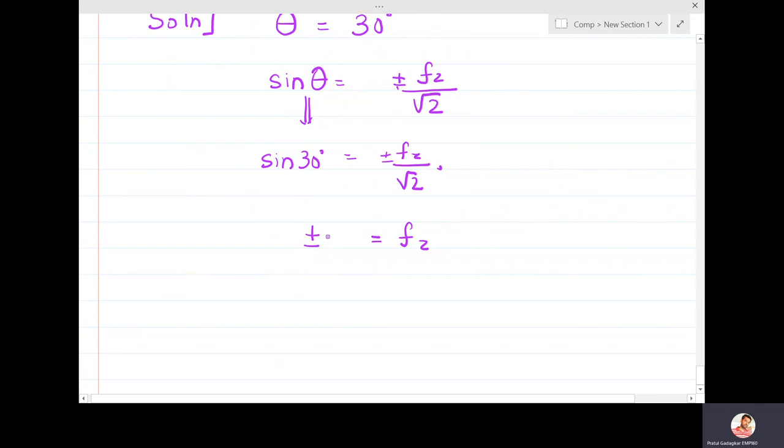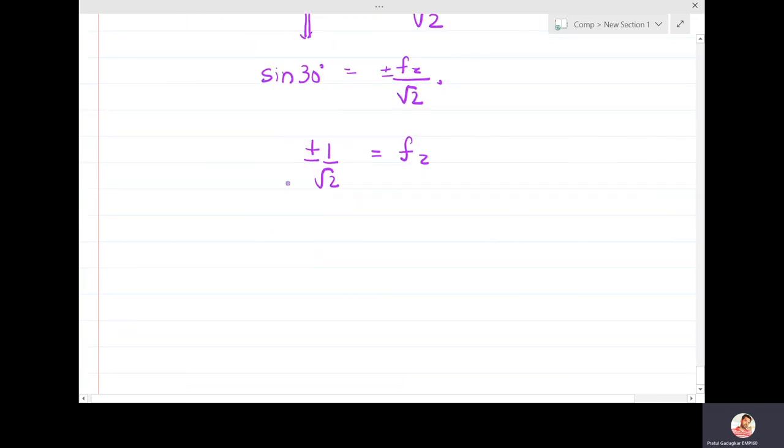Sine 30 is half, 1 by root 2 again. So this will give me the foreshortening factor about the z-axis, but we know that the foreshortening factor is never negative, because the foreshortening factor always lies between 0 and 1. So it will be just plus 1 by root 2. It won't be minus, right?